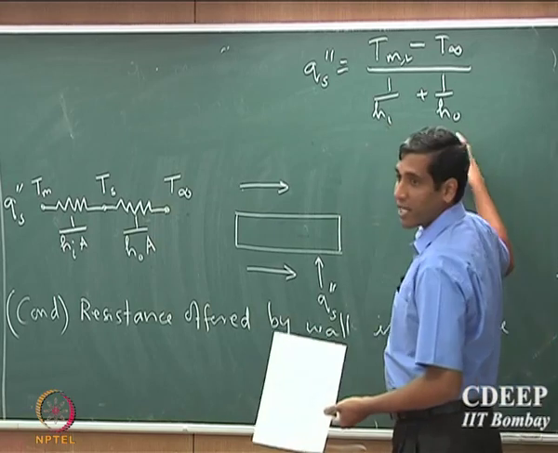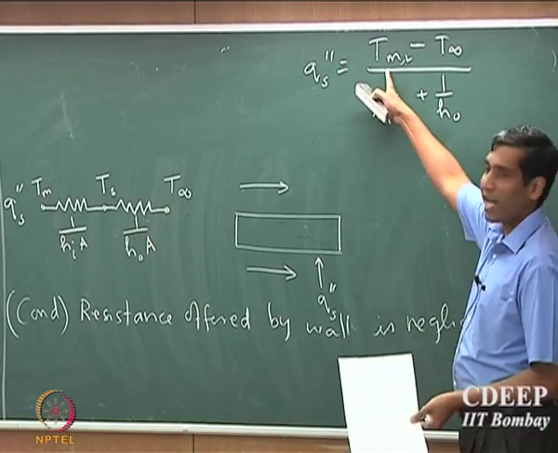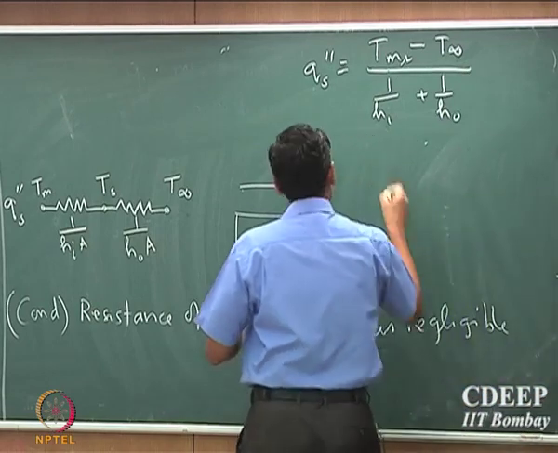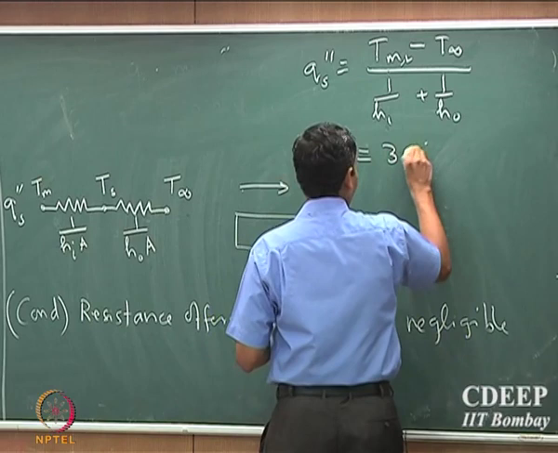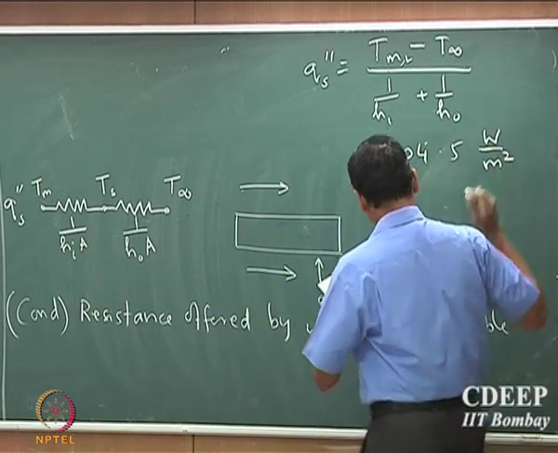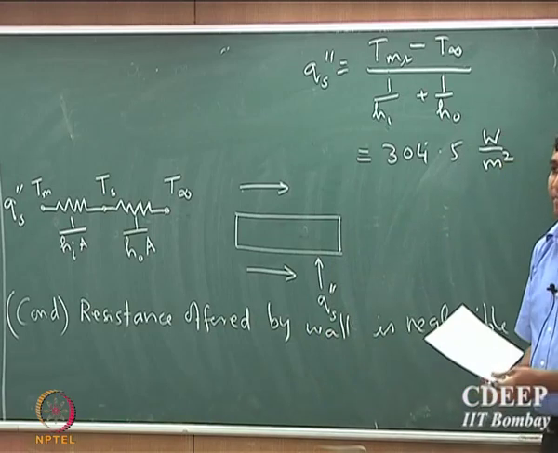So, if I know H and HO, I am done. I know what is TML, I know what is T infinity. So, I can just plug the numbers and this will turn out to be 304.5 watt per meter square. Okay. So, that is the flux.